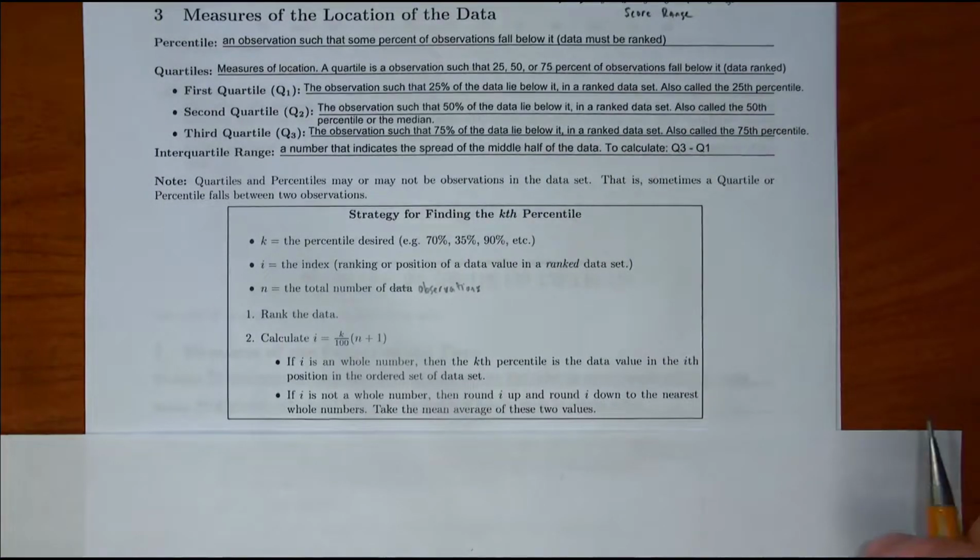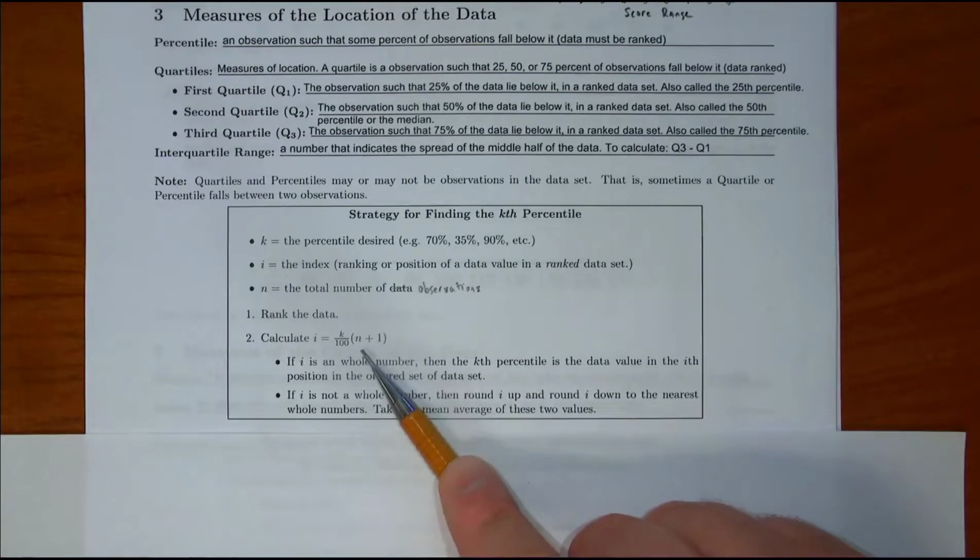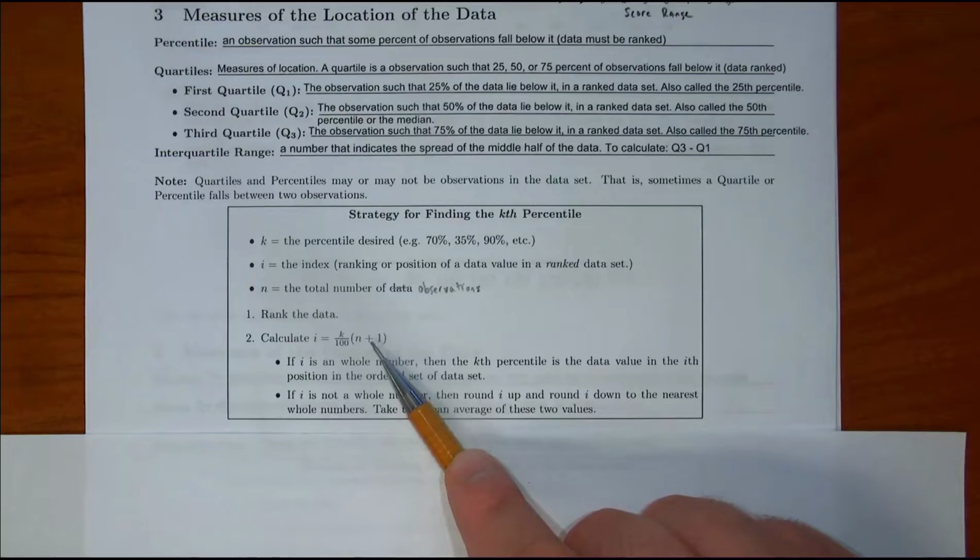So the first step when you're finding a percentile is always to rank the data first. If you try to do any other steps without ranking the data, you're almost always going to get the wrong answer. You could get lucky maybe and get the right answer still, but it's very unlikely. So rank the data and then compute this value for I. So you plug in your K, plug in your n, type it into your calculator, and get I.